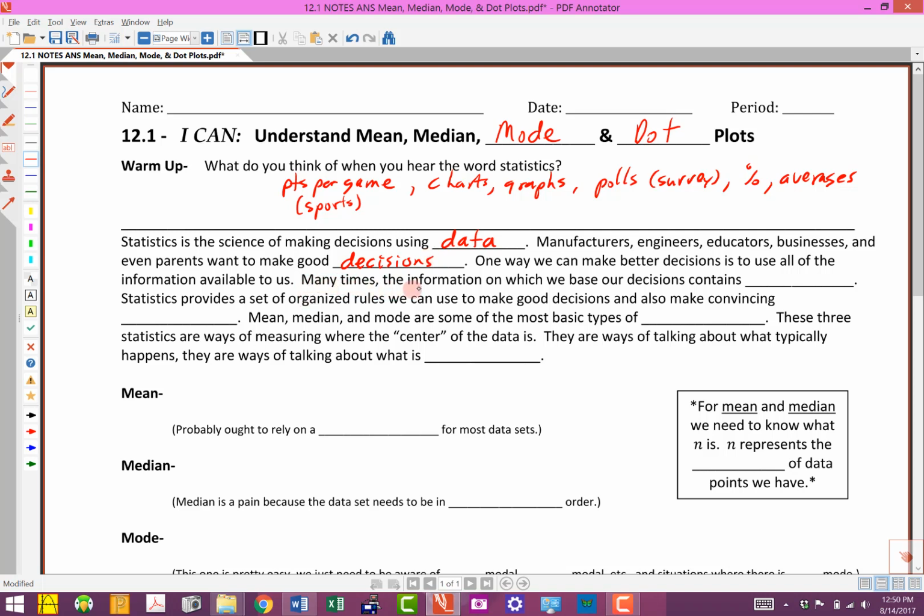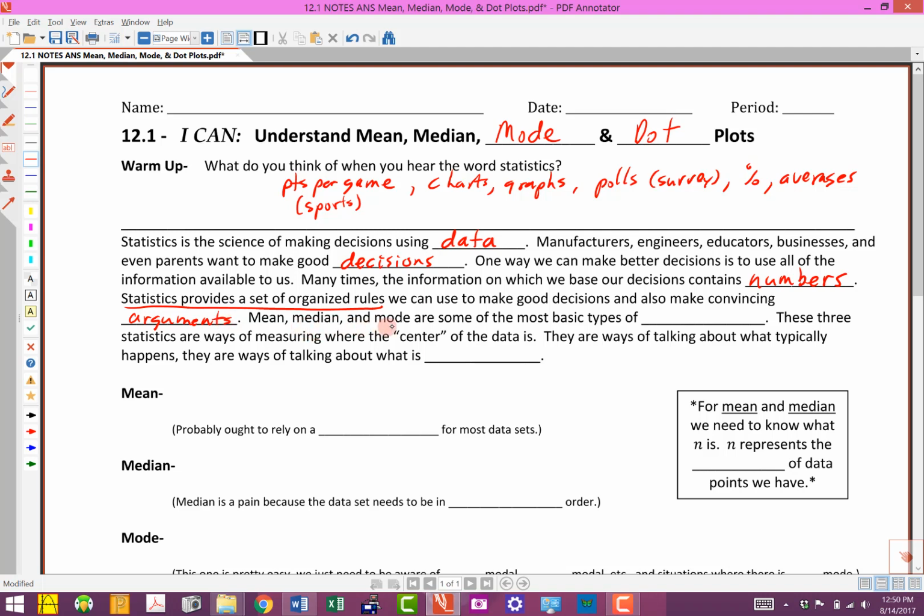And there are lots and lots of times where the information on which we base our decisions contains numbers. Lots of decisions are based on numbers. Think if you were a manufacturer, a business owner, or something like that, you would make decisions based on how much things cost, how much you can sell them for, and different things like that. So here's what statistics does. Statistics provides a set of organized rules we can use to make good decisions and also make convincing arguments. So if you're having a discussion and you've got to convince your boss or somebody, hey, this is the right thing to do based on the information and the data that we have, statistics provides a set of rules where we can organize that information and make really good decisions and really good arguments.